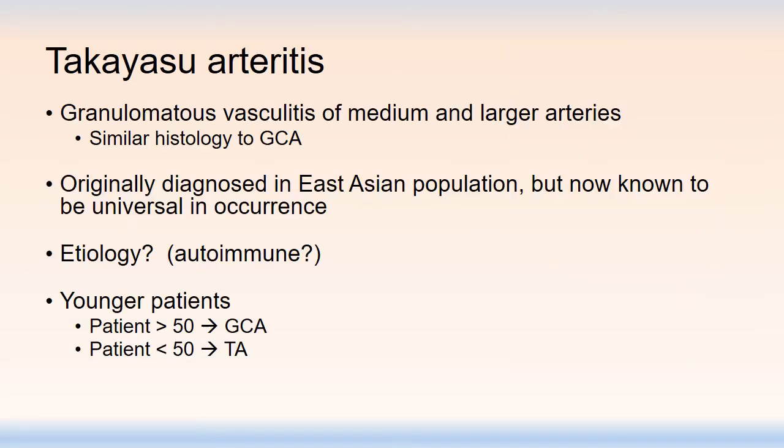This is also a large vessel vasculitis by category, but it can also affect the medium vessels as well. It's going to have very similar histology to giant cell arteritis, but there are some differences. First of all, originally we thought it was more likely to occur in East Asian populations, but we now know that it's universal in occurrence. One demographic that is very different, though, is the age. Takayasu's arteritis tends to occur in much younger patients than giant cell arteritis, as you can see here.